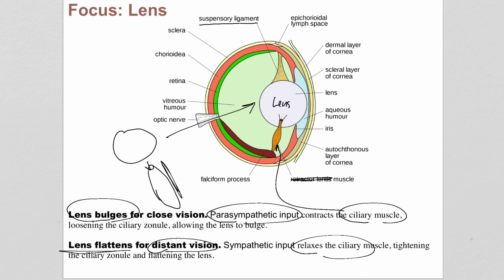Parasympathetic nerves are responsible for the contraction. That's when you're doing something up close, like reading or having a conversation, relatively peaceful, hopefully. Sympathetic input relaxes the ciliary muscle. Think like fight or flight, scanning the horizon, trying to look at things that are far away.